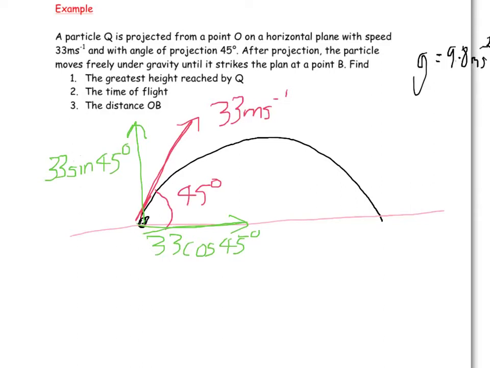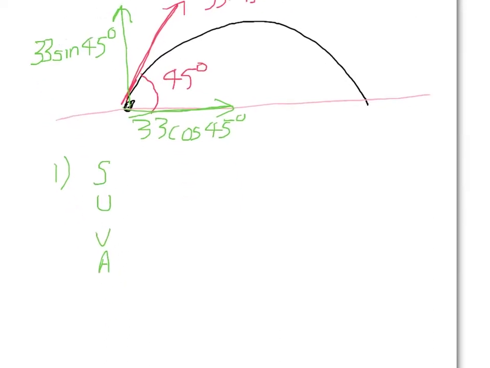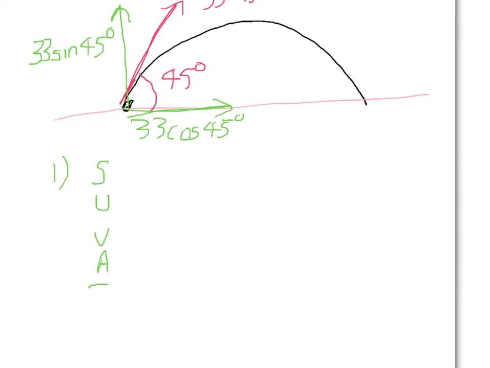And the first thing we've asked to do in part 1 is to calculate the greatest height. So this is the height in the middle here, where it's the greatest distance from there to the horizontal plane. And to do that, we're going to use our old friend SUVAT. And as we got into the habit in Mechanics 1 of writing down each part we know in SUVAT, we're going to do that again.